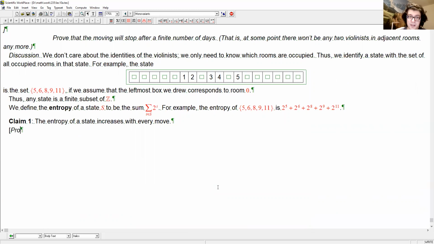Okay, and I have to say, if I do this all in detail, this will take an hour. So, proof of claim 1, you do it, or see it in the notes. It's a nice little computation. Now, so we have found a monovariant, the entropy.